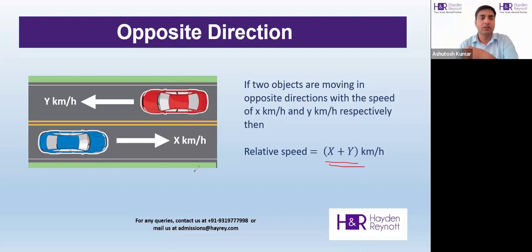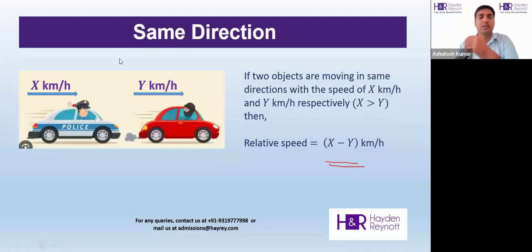Now the other formula is for the same direction. If two objects are moving in the same direction, for example a police car trying to catch a thief, they are both moving in the same direction. In that case, the relative speed of the two objects will be x minus y, where x is the higher speed and y is the lower speed. So if the police is driving the car at x kilometer per hour and the thief is going at y kilometer per hour, the relative speed will be x minus y kilometers per hour. It means in 1 hour, the distance between them will decrease by x minus y.